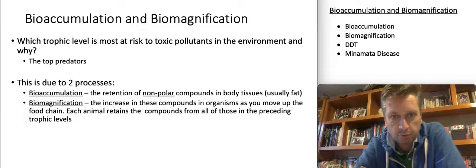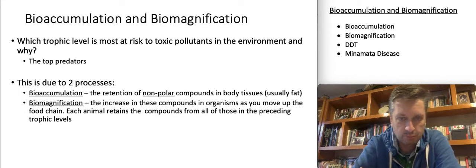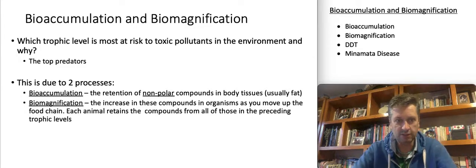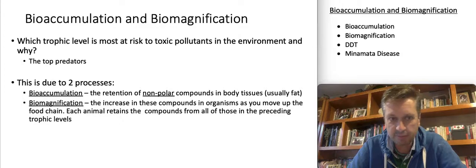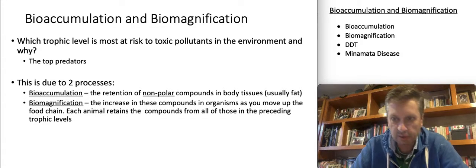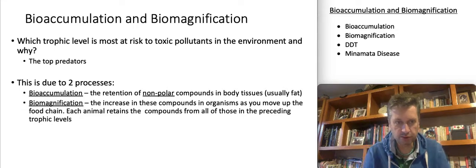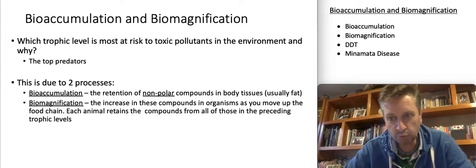Okay, first of all I'm going to pose you a question to which I've given you the answer already, but I want you to understand why this is the case. The trophic level most at risk to toxic pollutants is the top trophic levels, or the top predators. And it's a result of two processes. One is the process where certain pollutants get into the food chain in the first place. We call that bioaccumulation.